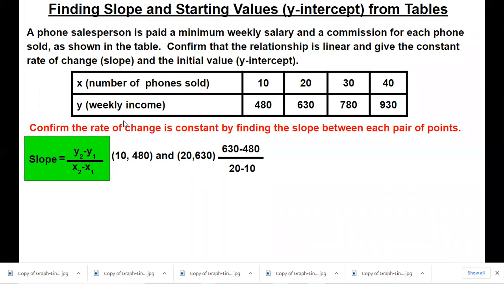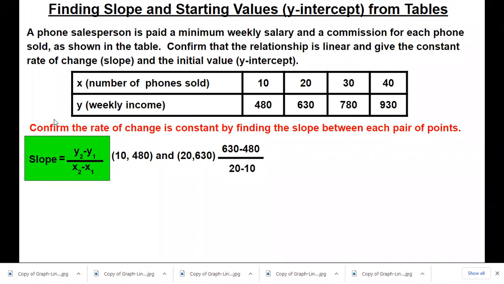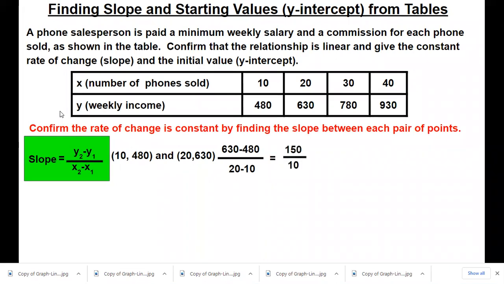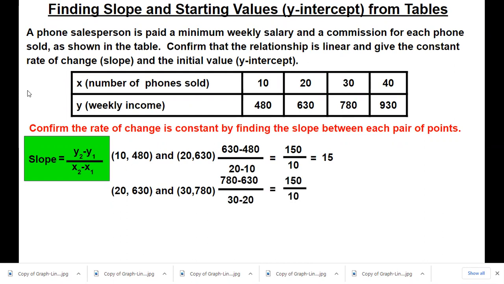630 minus 480 and 20 minus 10. Using my calculator, I got 150 over 10. That was my slope. If I was to divide that out, I would get 15 for a slope. Now I have to check the next set of points. So I'm doing (20, 630) and (30, 780). 780 minus 630, 30 minus 20 equals 150 over 10, which is equal to 15. So far, so good. The slope is the same.